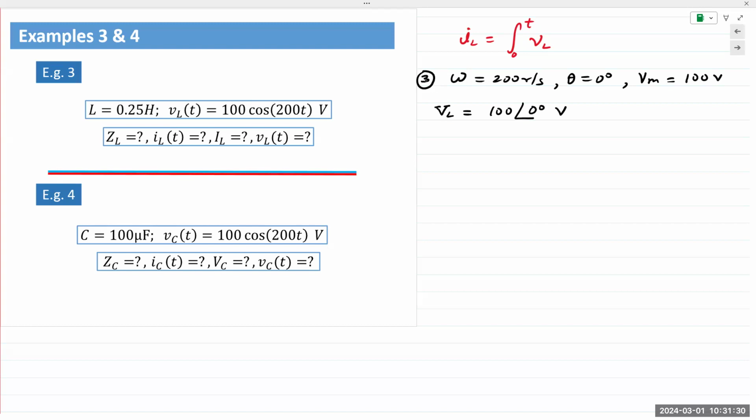Then find ZL, impedance of the inductor. Impedance for the inductor, ZL, is omega L, with an angle of 90 degrees. So it's 200 times 0.25 with a phase angle of 90 degrees. And therefore ZL is 50 with an angle of 90 degrees. And the unit is ohms. Okay, do not forget the units.